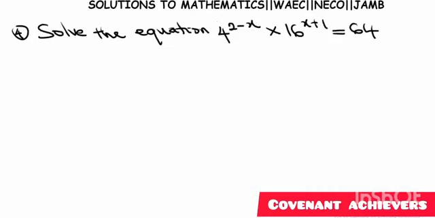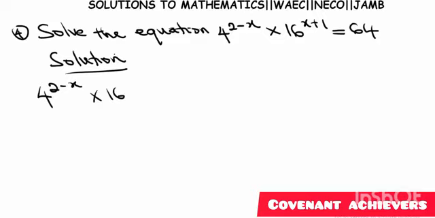Okay, this is what we have in question number 4, and the question says: solve the equation 4 raised to the power 2 minus x times 16 raised to the power x plus 1 equals 64. Now let's see what the solution is. Now in this solution, we are going to see that 4 raised to the power 2 minus x times 16 raised to the power x plus 1 equals 64.